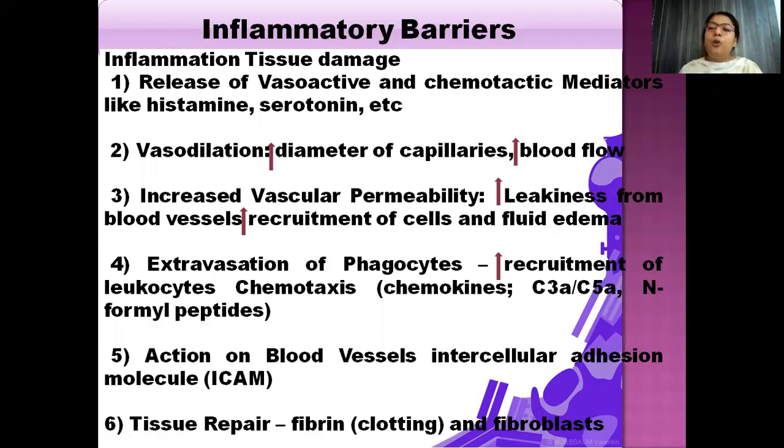Increase in blood flow helps in the movement of cells. These cells go to the place where the wound is present and fight against the bacteria that are trying to enter through the wound. Third is increased vascular permeability. Through the movement of diapedesis, these cells squeeze out from the capillary to the wounded area. This is also known as leakiness from blood vessels and recruitment of cells and fluid, edema.